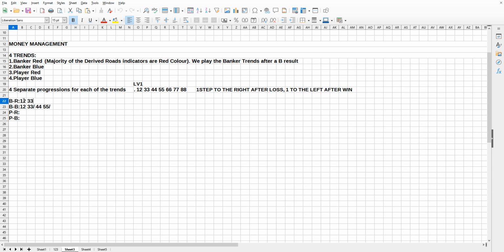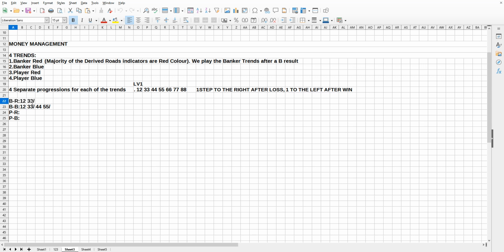You can also put 1 1 and you can be flexible and make your levels like this, 2 2, if you want to be more conservative, but for me this is a little bit more aggressive. 1 2 is more aggressive than 1 1 and 2 2. So I put 1 2 first level, 3 3 next level, and I lost.